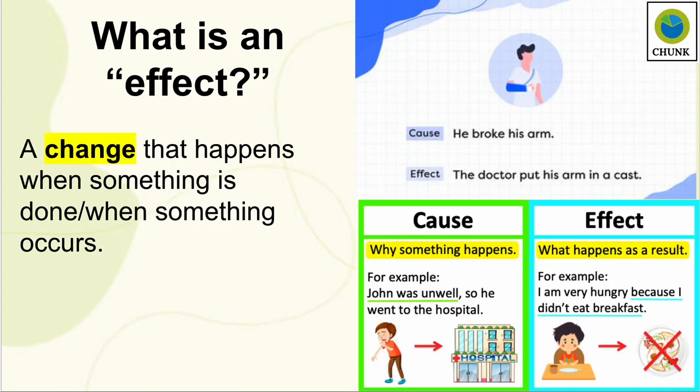Okay, so starting our actual lesson now, we need to talk about what an effect is first. An effect is a change that happens when something is done or when something occurs. So, let's say I am not feeling good. My cause is me not feeling good. And the effect, or what happens because I am not feeling good, is that I go to the hospital. The effect is going to the hospital.